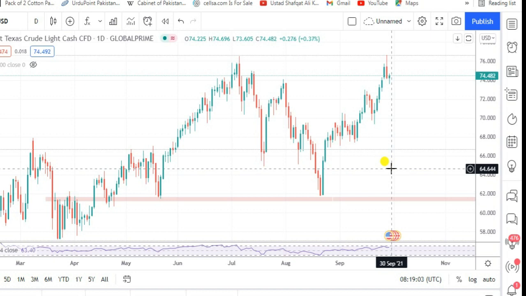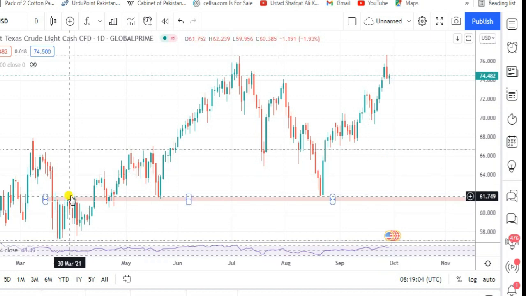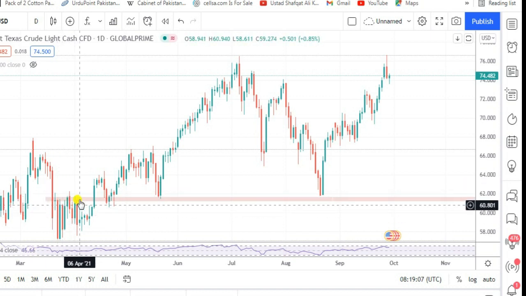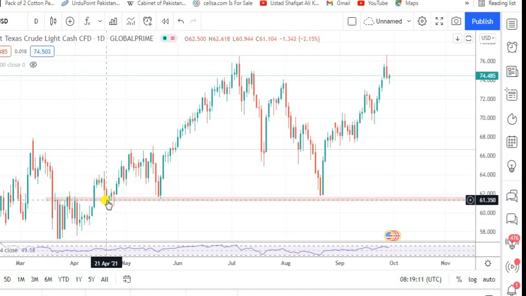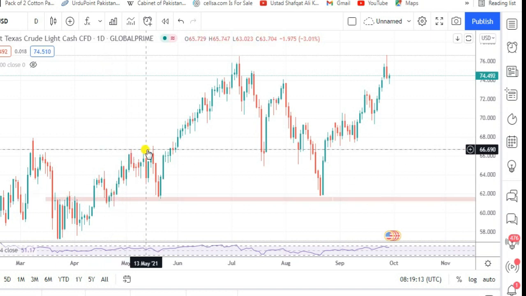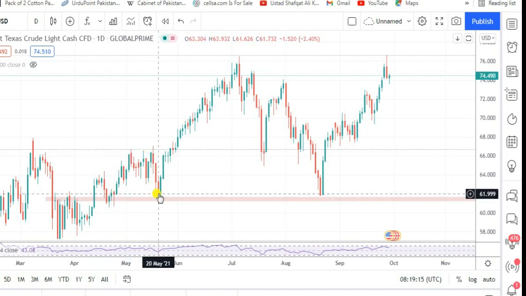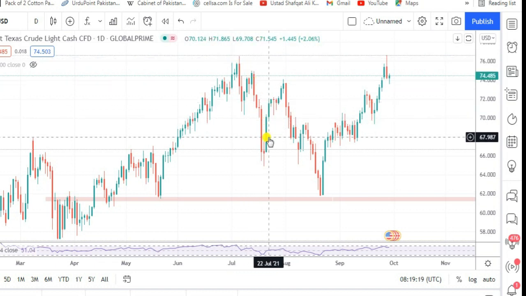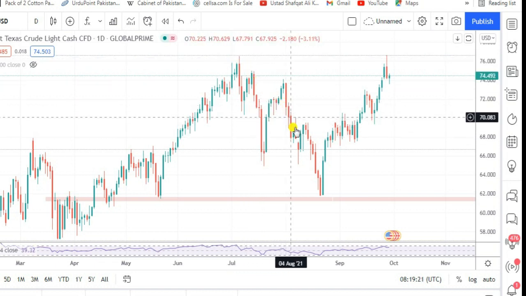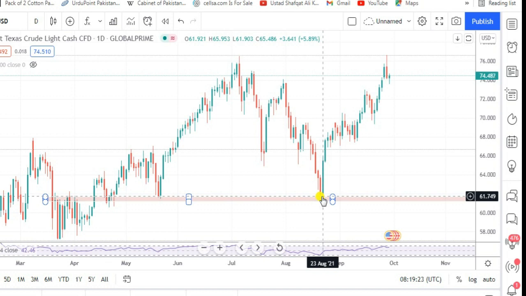We can see the market gives a rejection here, then moves towards the upside, then retests that level, then again moves towards the upside, then again retests this level, then makes a higher high, retests a little bit, then falls, and again the market respects this level. That's why it's a major level for the long term, so you guys have to keep it in your mind.